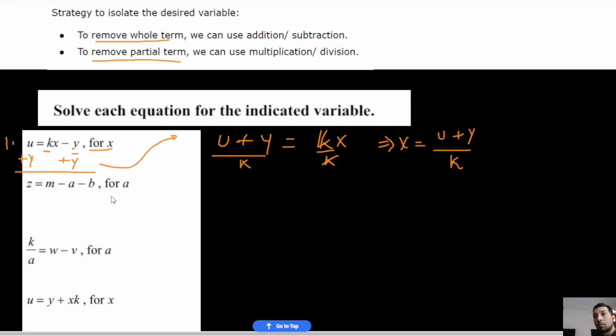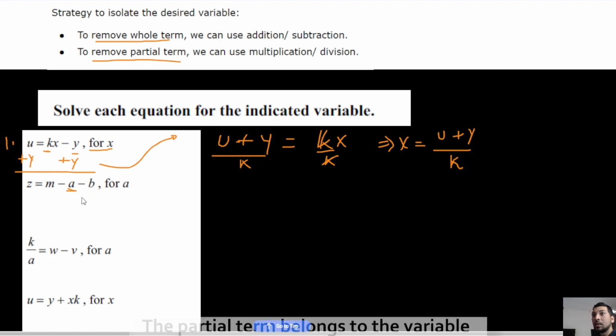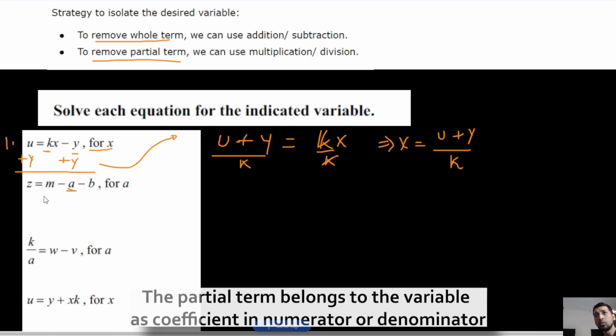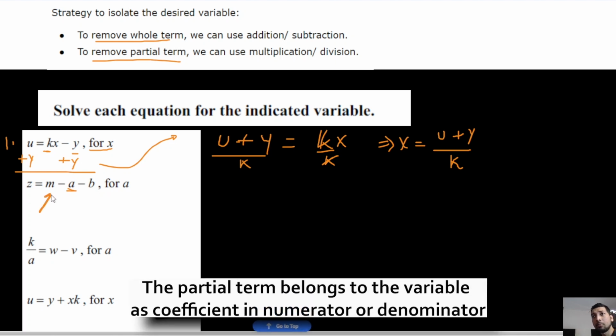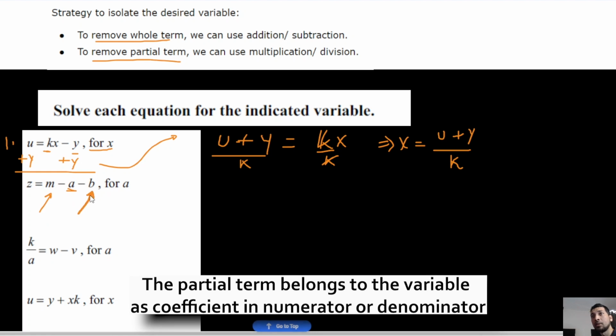Let's look at this second problem right here. Here I need to find my a. So we have z equals m minus a minus b. Now we need to remove this m, and we need to remove this b. All these are whole terms, so I have to use addition subtraction. Remember, the partial term belongs to the variable. So if there is any letter or number with respect to the selected variable, which is a, that is the partial term. So in this case, we have z equals m minus a minus b.